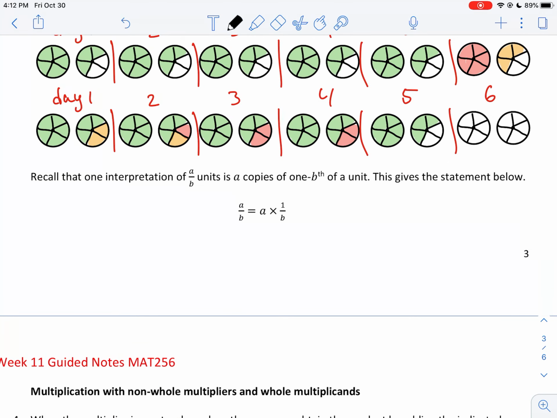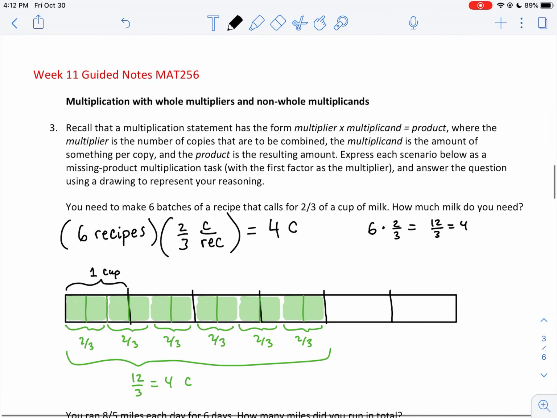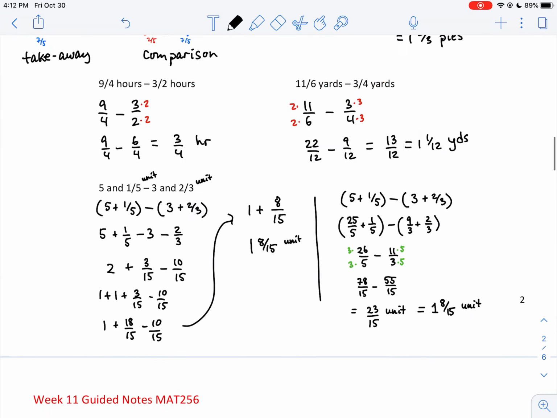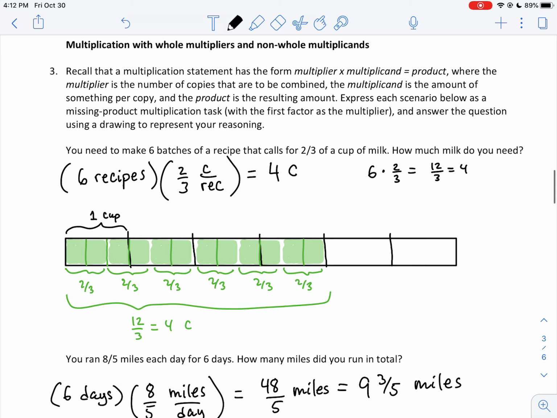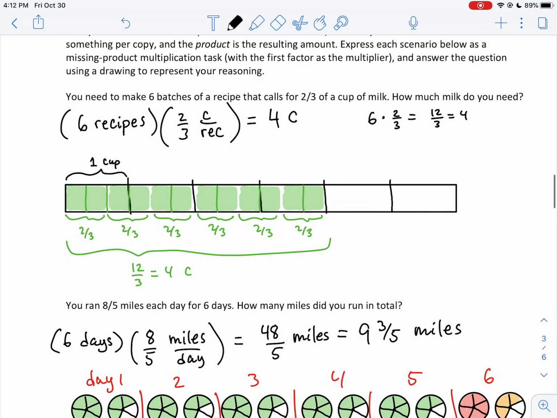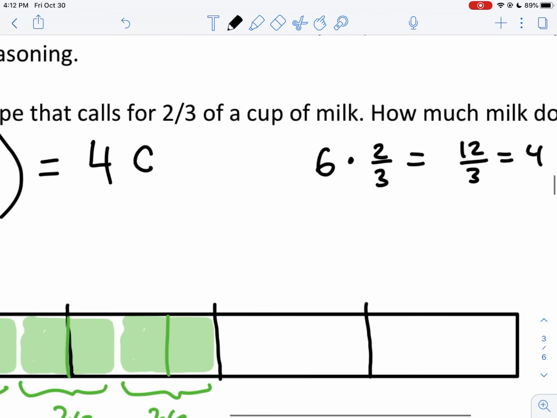Okay, this next comment here is, recall that one interpretation of A over B units, or A Bth units, is A copies of 1/Bth of a unit. This gives the statement below. Now, I've actually used this already. I used it here, when I broke apart 2/3 as 2 copies of 1/3. And then I just multiply those. Anyway, you can always break apart any fraction you want.